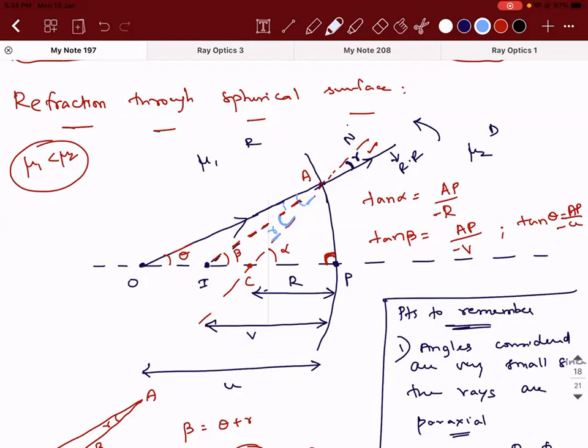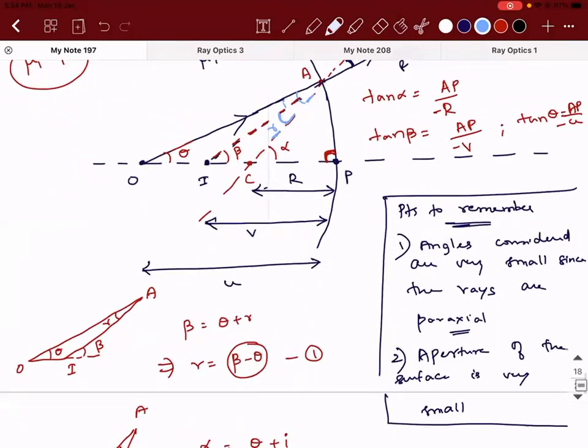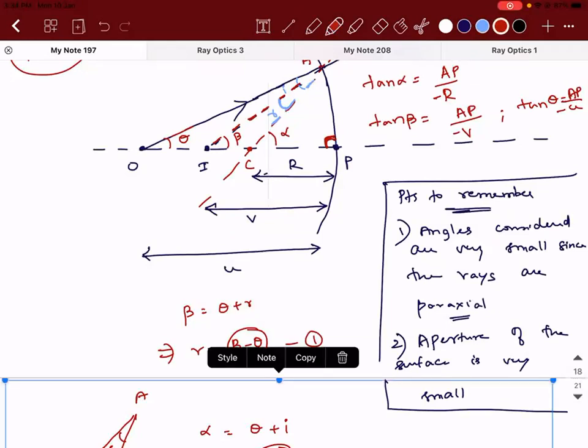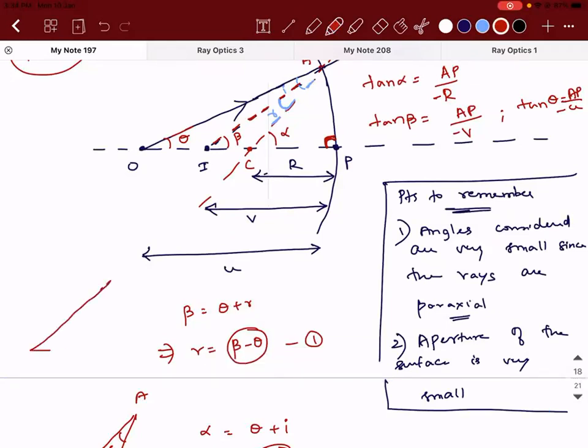Right. So for me to involve angle R, I should have taken the triangle A. I should have taken the triangle. Can you tell me which triangle I should consider? A, I, and C. I hope nobody has copied it. So we have to change this part. This is R, this is beta, this is alpha.